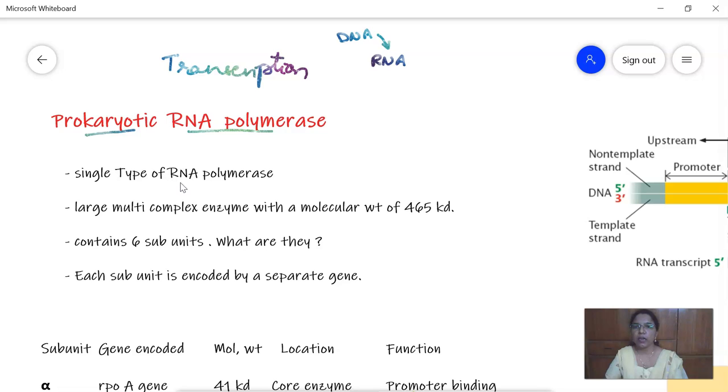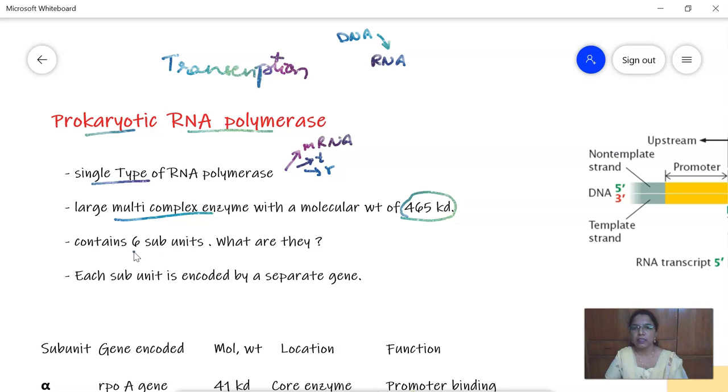In prokaryotes, only a single type of RNA polymerase is present. Only one type of RNA polymerase can synthesize all the RNAs. That means this single type of RNA polymerase can synthesize mRNA, rRNA as well as tRNA, and it is a large multi-complex enzyme with a molecular weight of around 465 kilodaltons.